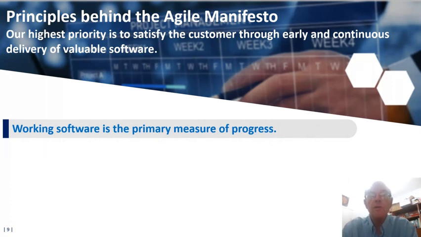Working software is the primary measure of progress. Agile places a strong emphasis on delivering tangible value to customers and stakeholders. Working software is the concrete outcome of development efforts that can be tested, demonstrated, and validated. Working software allows teams to demonstrate their progress and achievements to stakeholders. This visible progress helps build trust and provides a clear picture of the project status.